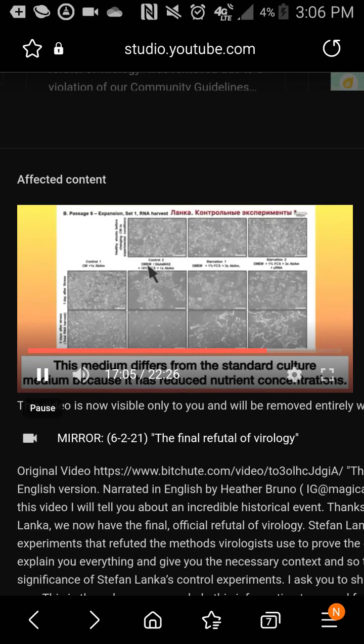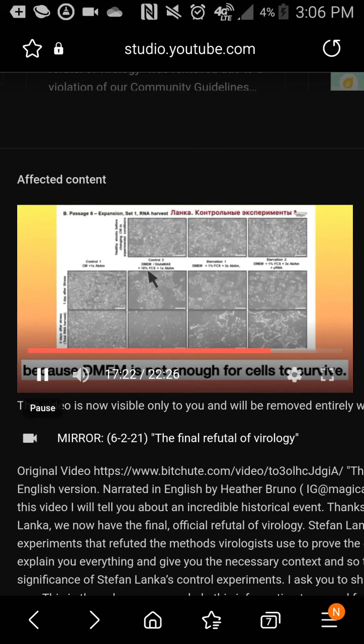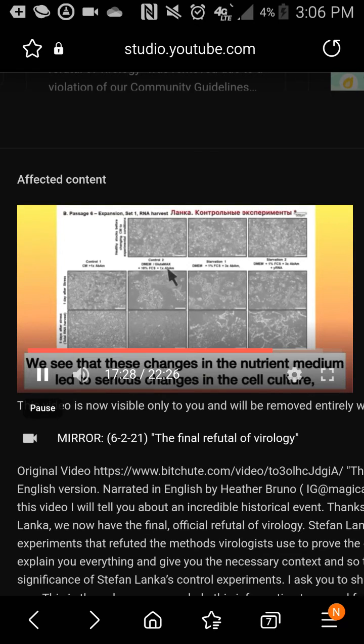This medium differs from the standard culture medium because it has reduced nutrient concentrations. Then 10% FCS is used, which is fetal calf serum. It is used to add extra nutrition because DMEM is not enough for cells to survive. And so far, the same dose of amphotericin is used.